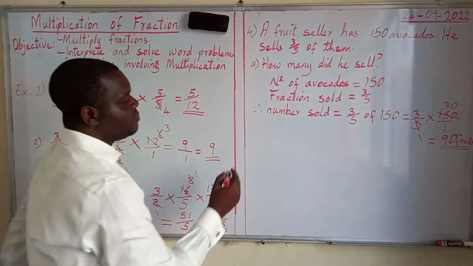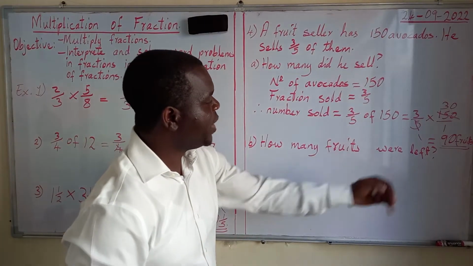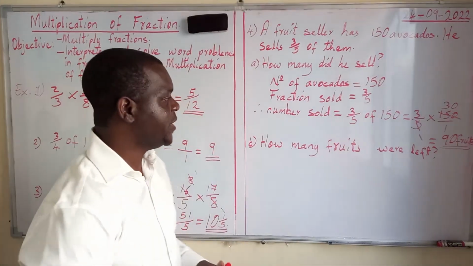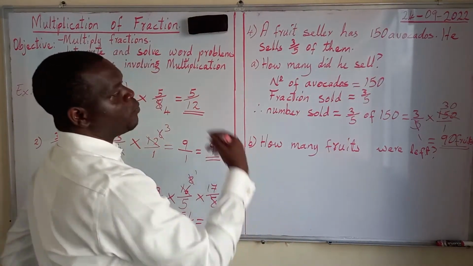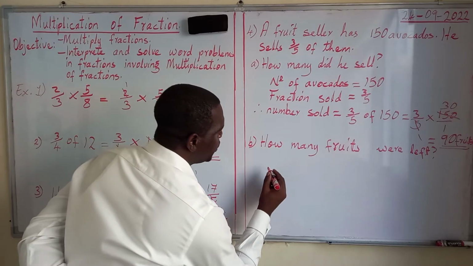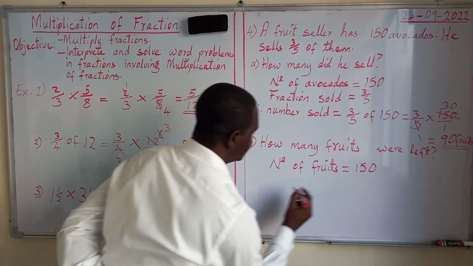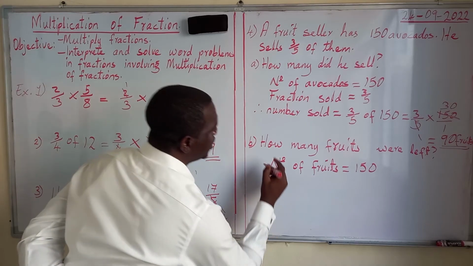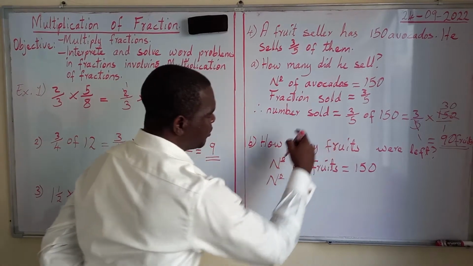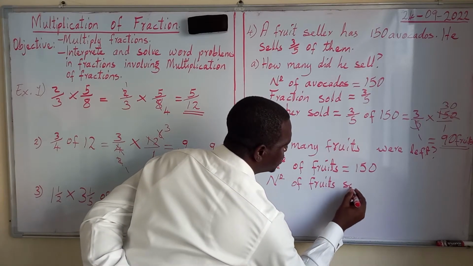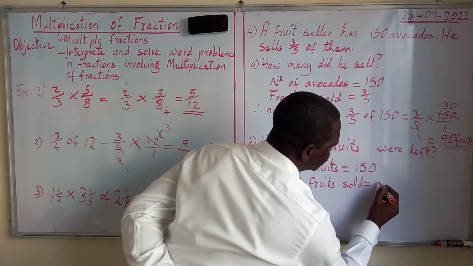Now let's look at the B part. How many fruits were left? First, let's solve and I will explain a few things here. Now we equally have to move from what we know to what we don't know. We know the total number of fruits. Number of fruits is 150. Number sold. In A, we've calculated the number of fruits sold. Number of fruits sold is equal to 90.